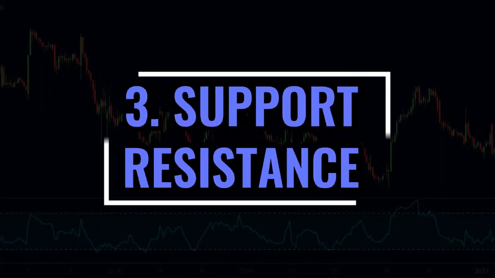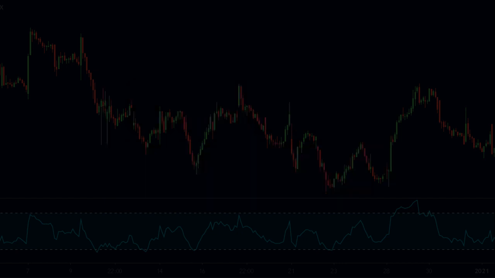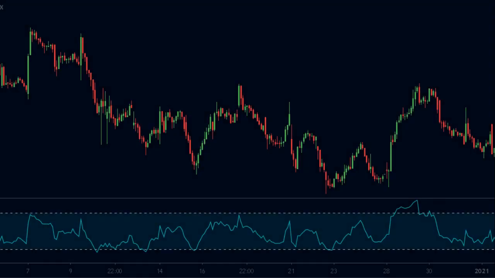The third way of trading the RSI is by using it with support and resistance. Our goal here is to look for strong areas of support or resistance that coincide with the RSI. Here is an example of the Facebook stock on a 30-minute chart. Now, here the RSI hit the overbought zone.